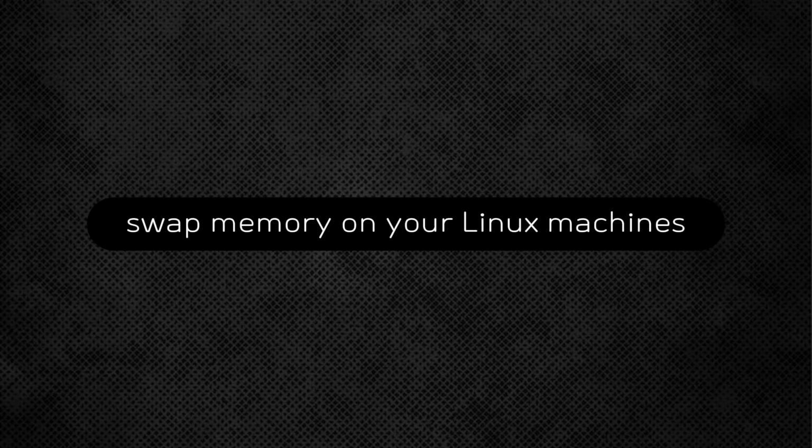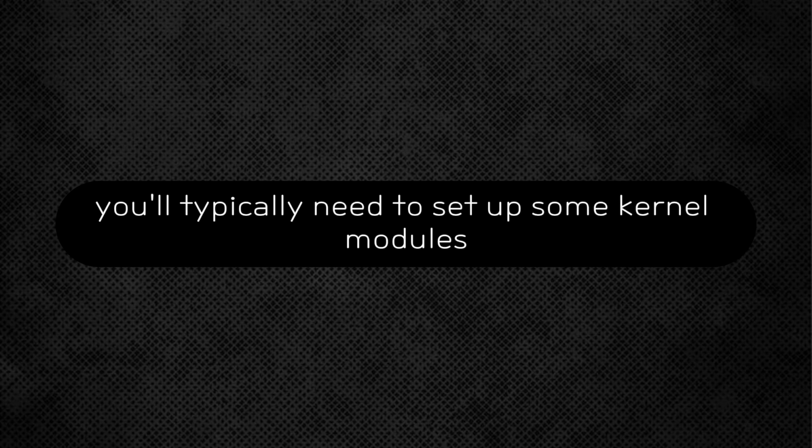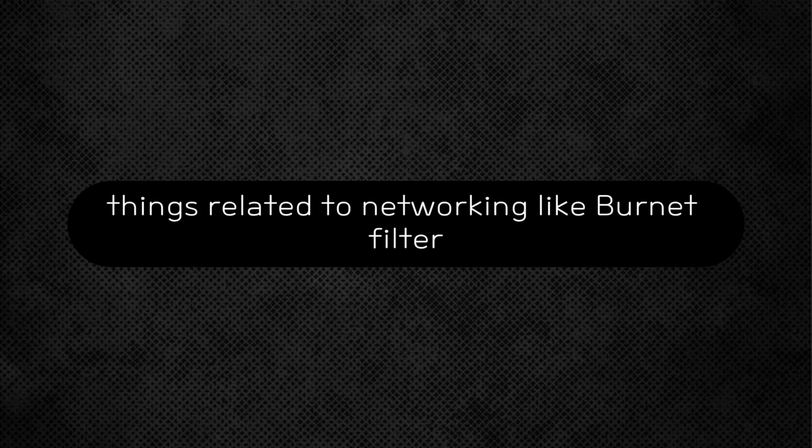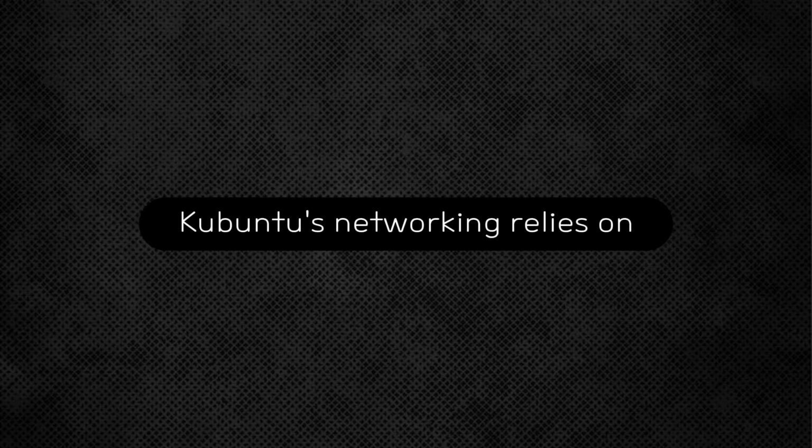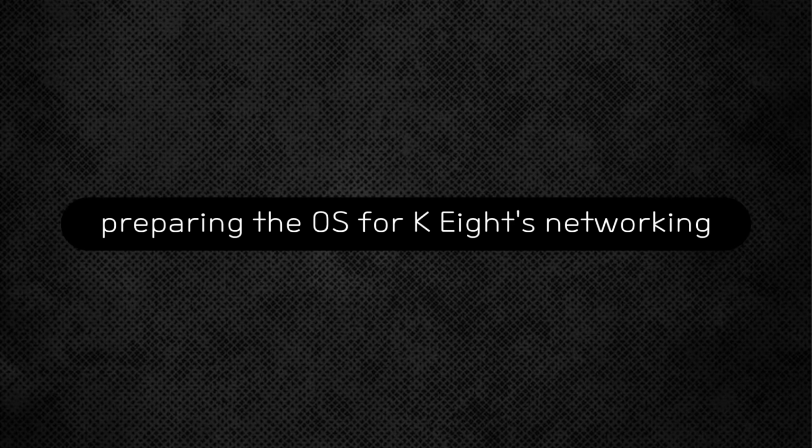First, often you need to deactivate swap memory on your Linux machines. Kubernetes generally requires swap to be off for performance and scheduling reasons. Okay, disable swap. Got it. Then you'll typically need to set up some kernel modules and system control parameters, things related to networking like br_netfilter. This is basically enabling the underlying Linux features Kubernetes networking relies on. Preparing the OS for K8s networking.